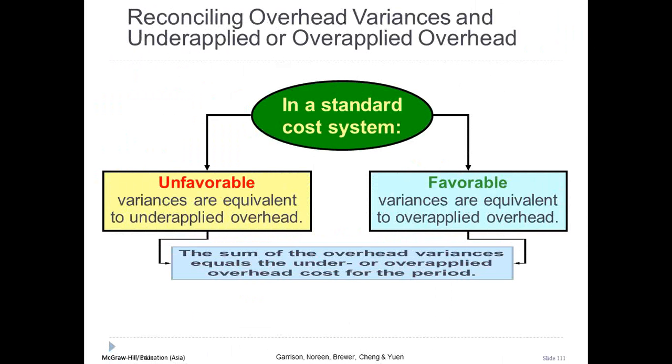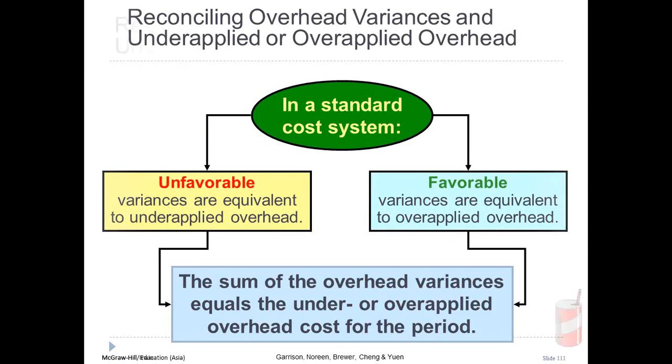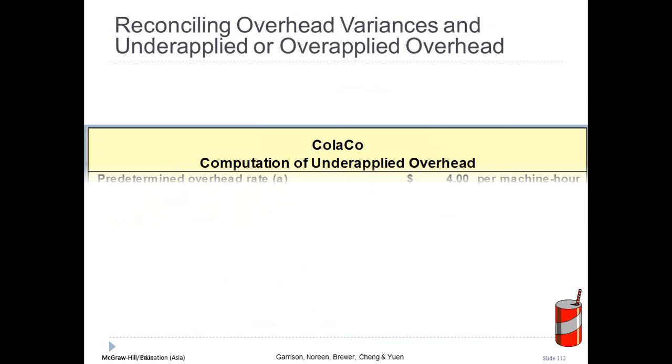In a standard cost system, the sum of the overhead variances equals the under or over applied overhead costs for the period. Unfavorable variances are equivalent to under applied overhead. Favorable variances are equivalent to over applied overhead. So this slide shows how Cola Company's under applied or over applied overhead is computed. The total manufacturing overhead, variable and fixed, is $44,000 under applied.